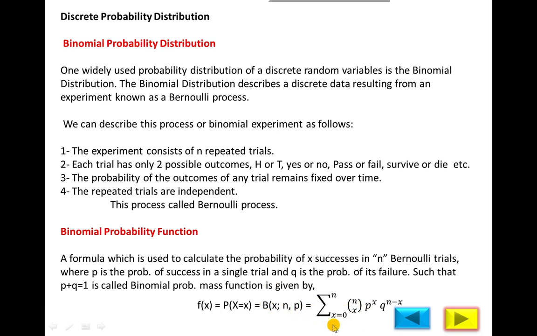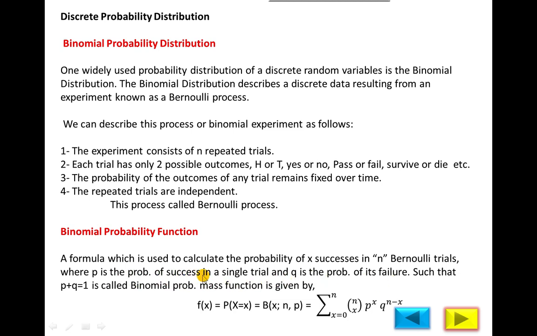This is equal to P plus Q power n. You have used this formula in mathematics, a plus b to the power n. So here we are using P and Q instead of a and b. So x is the success condition. We always find the probability of a variable condition in n Bernoulli trials. Out of n, how many x will occur? P is the probability of success, because there are two possible outcomes: head success, tail failure; yes success, no failure; pass success, fail failure; survive success, die failure. And the sum of the probability is always equal to 1.